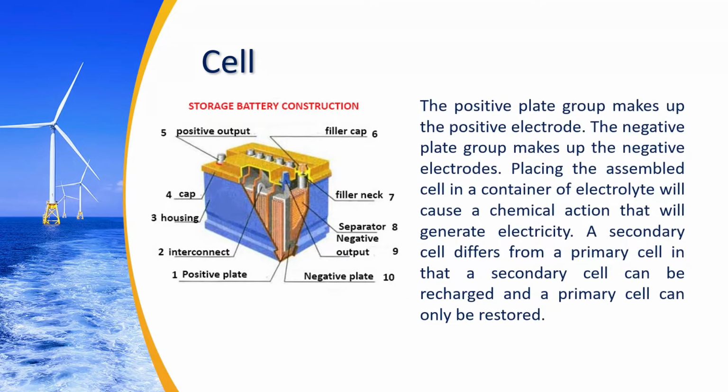Okay. So, the positive plate group makes up the positive electrode. So, the negative plate groups make up the negative electrodes. So, placing the assembled cell in a container of electrolyte will cause a chemical action that will generate electricity. So, a secondary cell differs from a primary cell in that a secondary cell can be recharged and a primary cell can only be restored. So, yun yung difference ng primary at secondary cell.